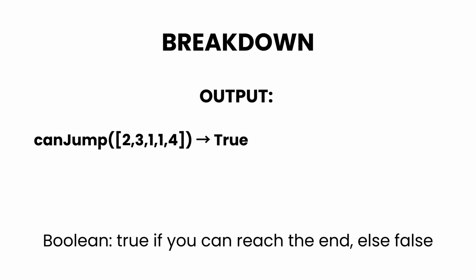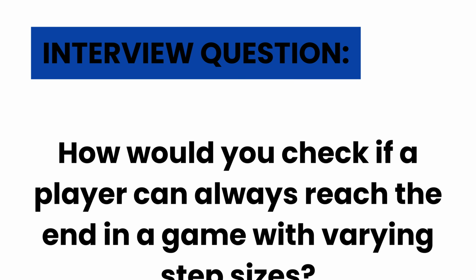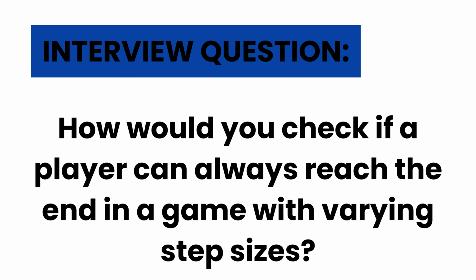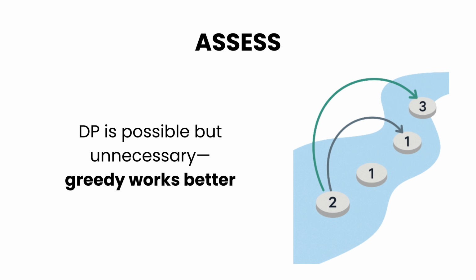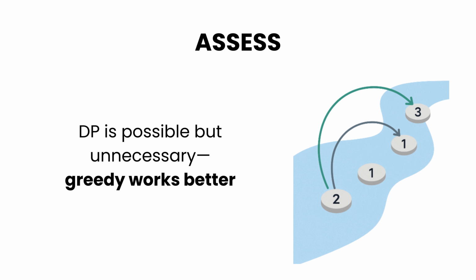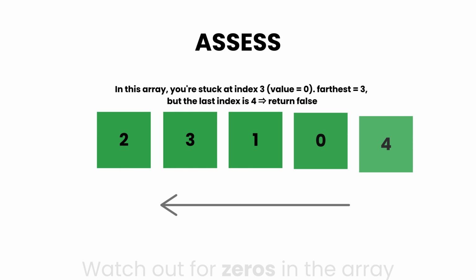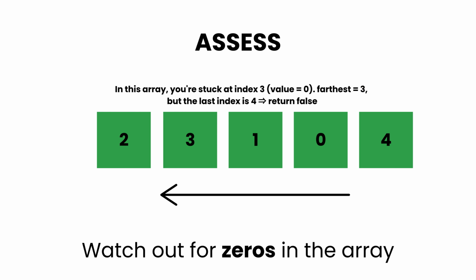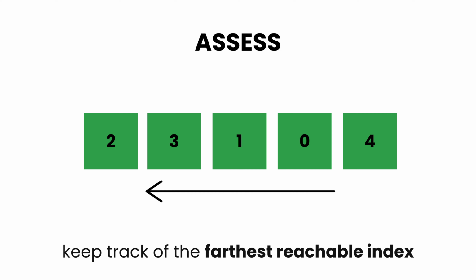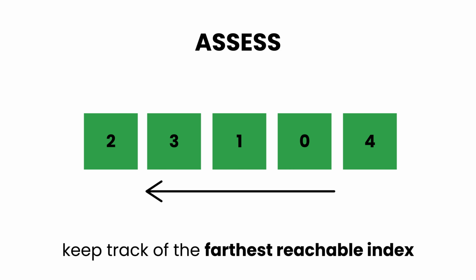Picture crossing stepping stones in a river, where each stone tells you how far you can jump ahead. Interviewers might ask, how would you check if a player can always reach the end in a game with varying step sizes? What's tricky? DP is possible but unnecessary. Greedy works better. Watch out for zeros in the array, they can block progress if you can't jump past them. Must always keep track of the farthest reachable index.